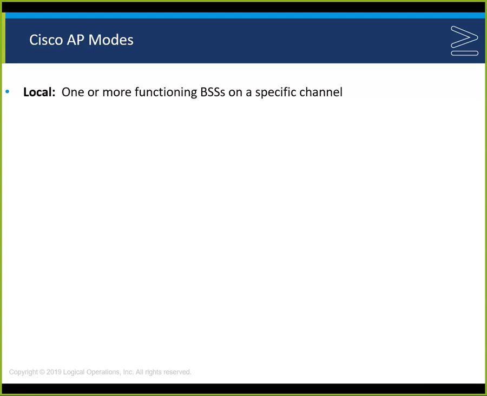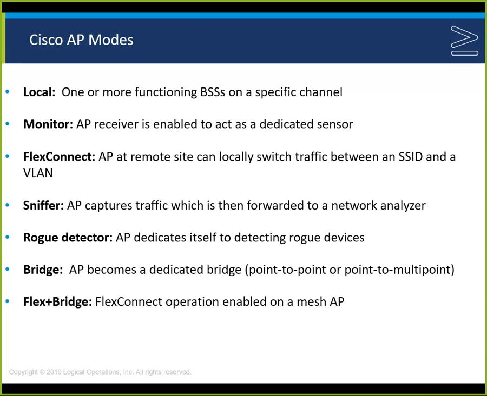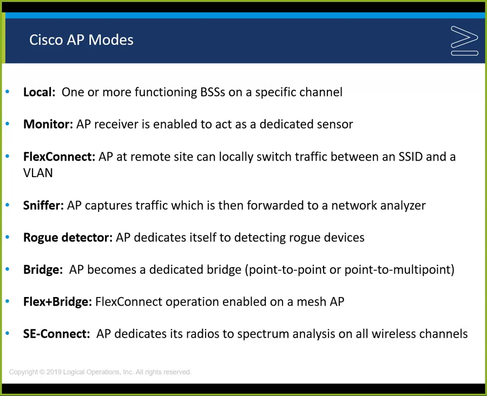The modes here, and again, let me just click these open because I have a little bit more verbiage for each of these. Local: one or more functioning BSS on a specific channel. Monitor: receivers enabled to act as a dedicated sensor. FlexConnect: as a remote site, can locally switch traffic between an SSID and a VLAN. Sniffer captures traffic. Rogue detector is for detecting rogue devices. Bridge: a dedicated bridge, point-to-point. Flex+Bridge: FlexConnect operation enabled on a mesh AP. And SE-Connect dedicates its radios to spectrum analysis on all the wireless channels.